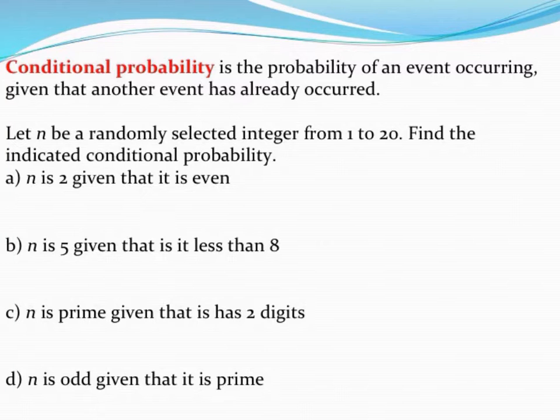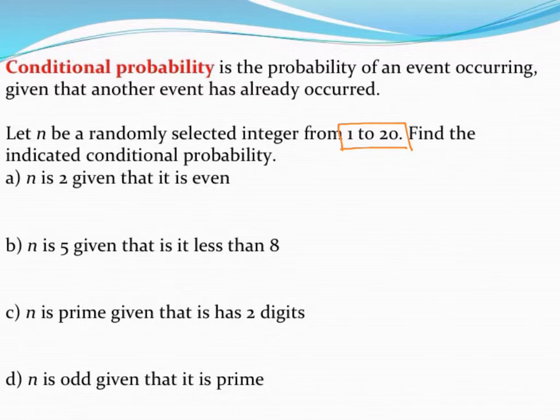Conditional probability works by narrowing down the pool of information I'm pulling from. I'm not looking at the full range of values, for example. In this case, they tell me I'm picking a random integer between 1 and 20. However, my conditional probability is going to limit that pool. It's not going to be 20 things I'm pulling from. I'm going to limit it.